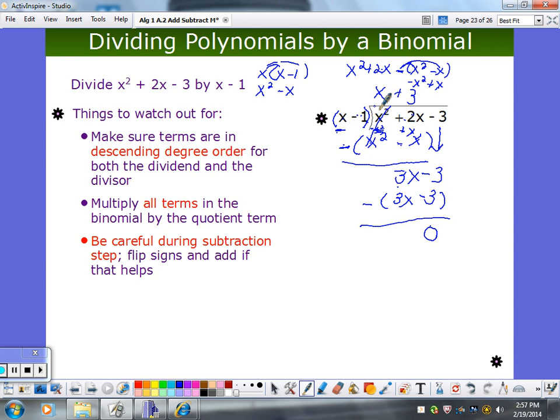How do I know I did this right? You can multiply that. Let's see. So I'll get my x squared plus 3x minus x minus 3. Combine the like terms. Is this my dividend up here? Yes. Come on in. Anybody follow that at all? No. Okay, a little bit.